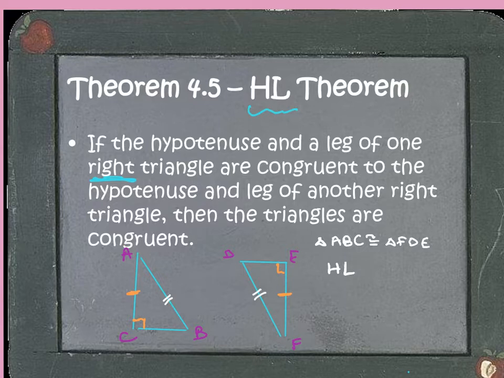Now, it could be either pair of legs. So instead of having AC marked as congruent, I could have had BC and DE marked as congruent. As long as one pair of legs and the hypotenuse are marked, it could be either one. Check. Questions on that?